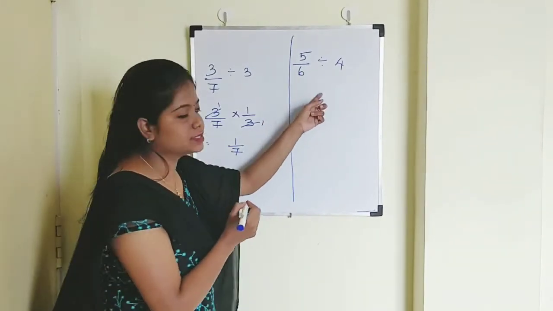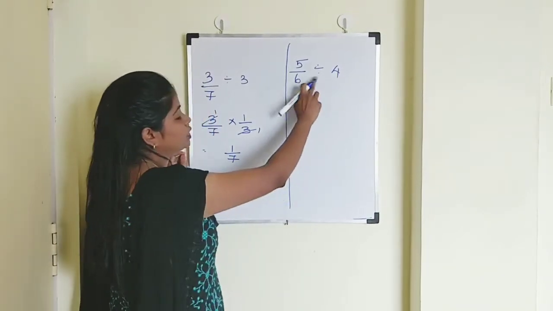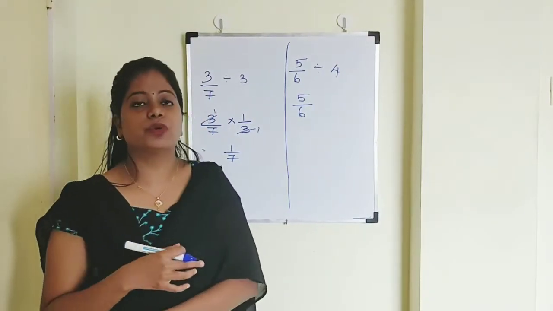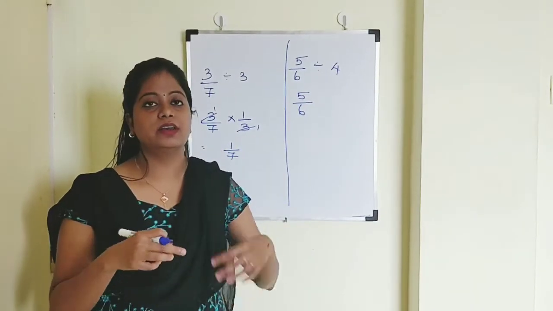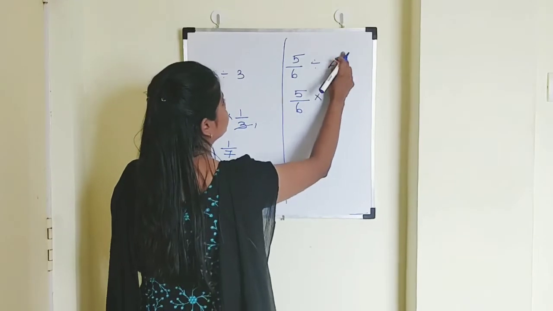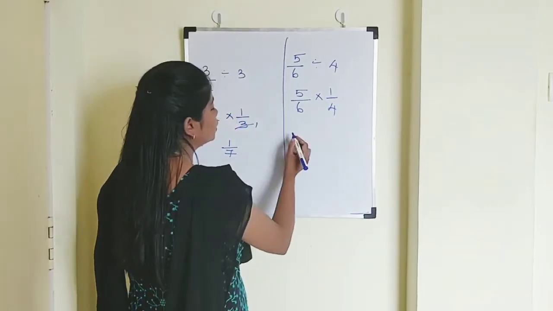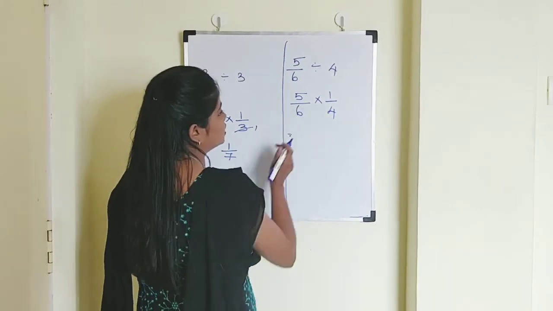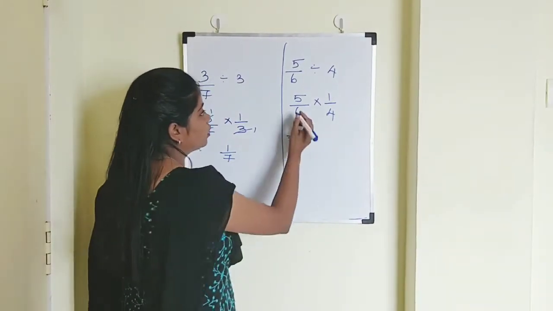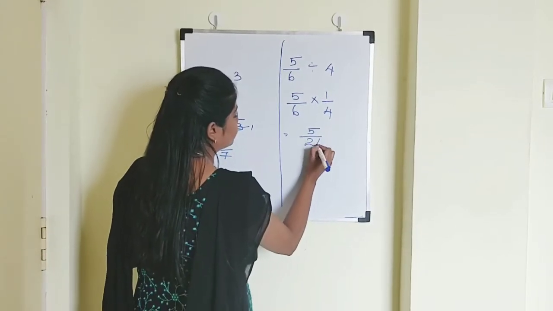Let's do one more example. 5 by 6. Now as I told you, you have to change the division into multiplication. So if you want to change the division into multiplication, you are going to do the reciprocal. So this becomes multiplication, and the reciprocal of this number will be 1 by 4. So here if you see, there is no possibility of crossing anything. So I am just going to write 5 by 24.